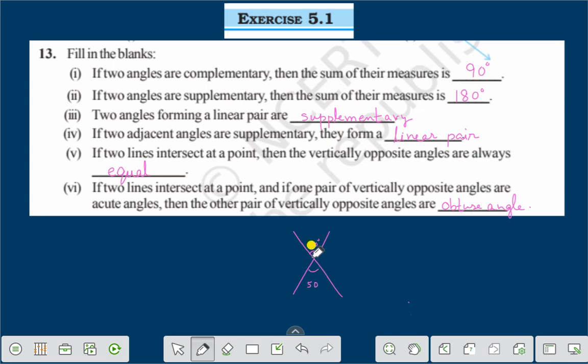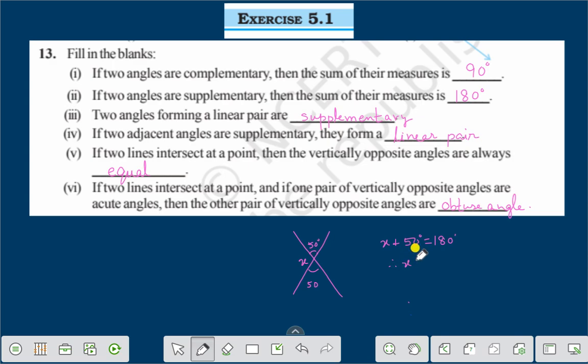And here see, this is a straight line. So this angle plus this is equal to 180 degrees. Suppose this is x. That means x plus 50 degrees should be equal to 180 degrees. Why? Because this is an angle on a straight line, right?